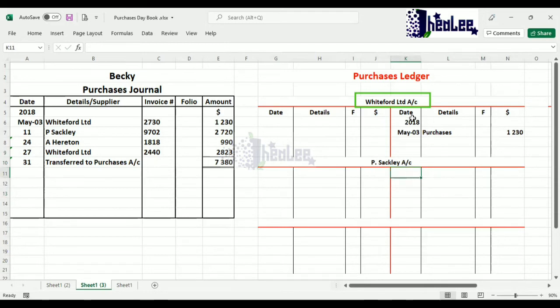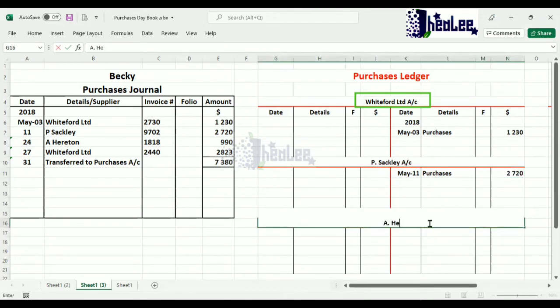And we have the columns already labeled, so there's no need for us to label again, because that's basically at the top of the page. So we just continue in that same form with the columns. Our date is May 11th. The details again is purchases, because that's the other item affected, and the amount is $2,720. We move into Ayrton.